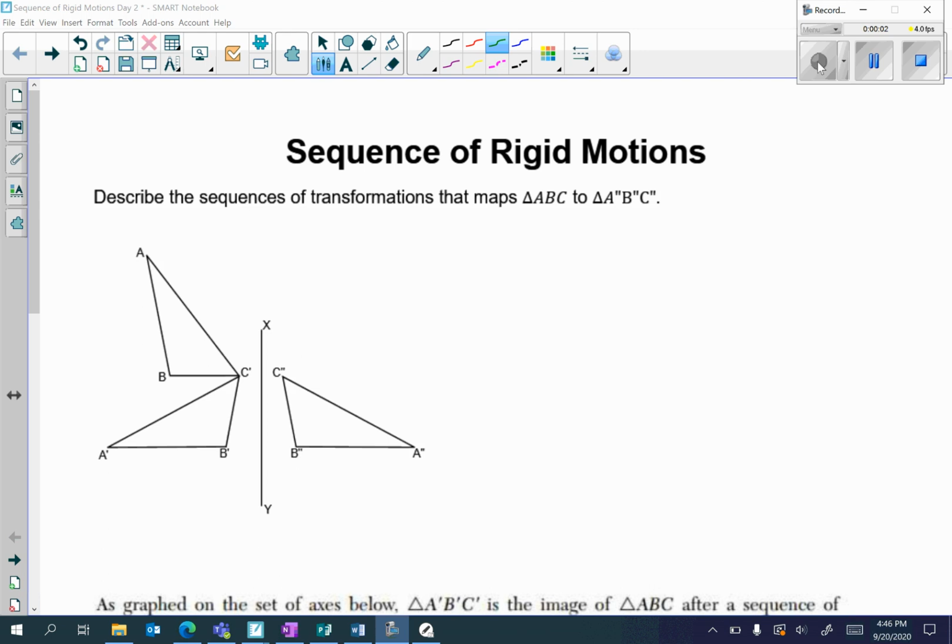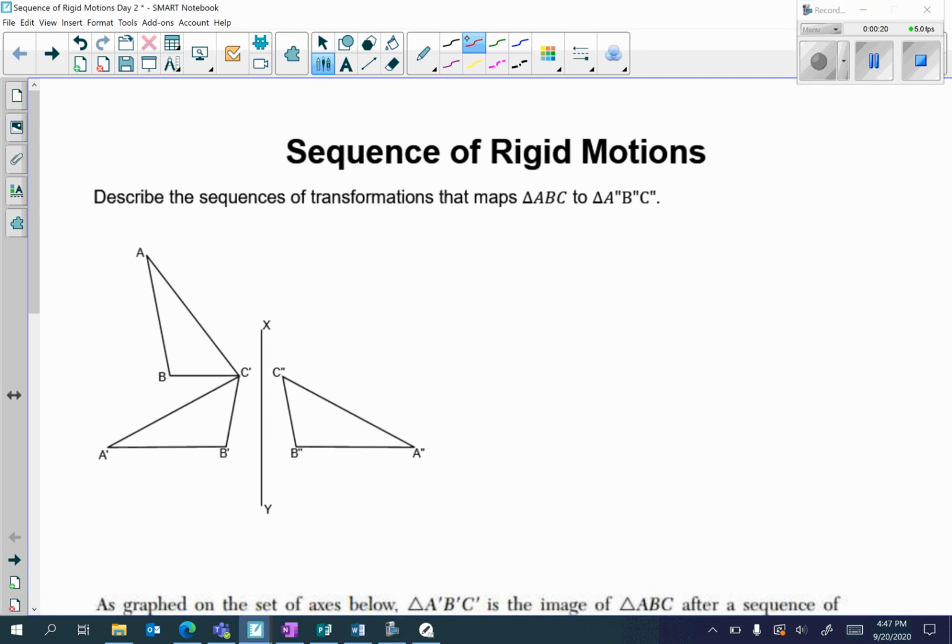Hi everyone! In today's video we're going to be discussing a sequence of rigid motions. Let's take a look at the first example. Describe the sequence of transformations that maps triangle ABC to triangle A double prime, B double prime, C double prime.